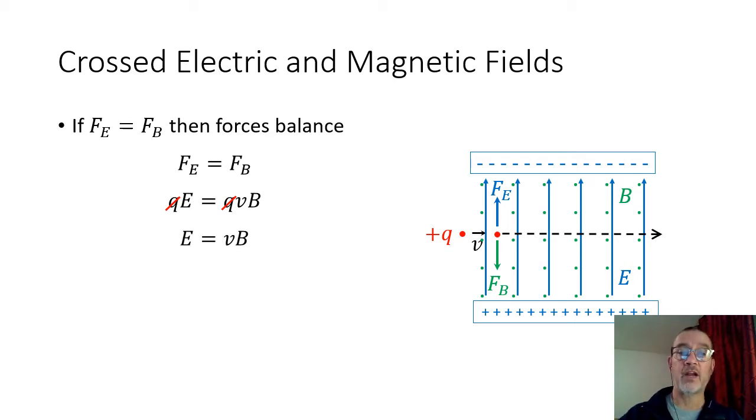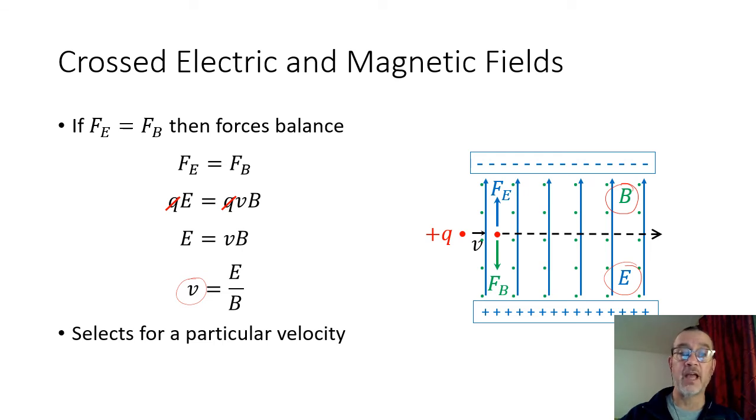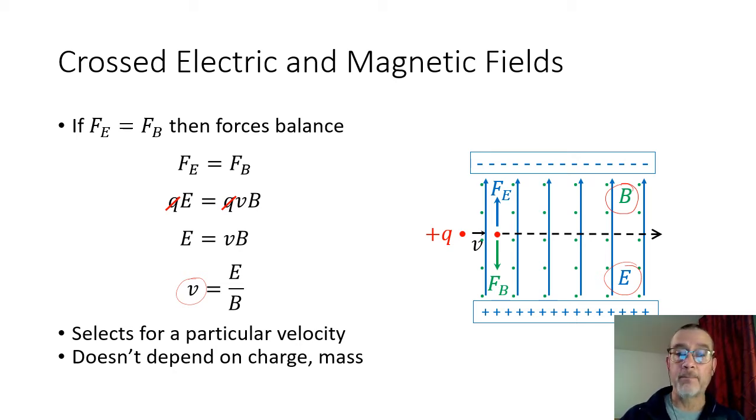So if we rearrange that equation, E equals VB, and solve for velocity, we get the velocity is going to equal the strength of the electric field divided by the strength of the magnetic field. So V equals E over B. What this means is once I set up a certain magnetic field and a certain electric field, then particles of a very specific velocity, the velocity being the ratio of E to B, any particle with that velocity will travel straight through the field. And it doesn't matter what the charge is or what the mass is. So heavy charges or light charges or positive charges of large magnitude, even negative charges.